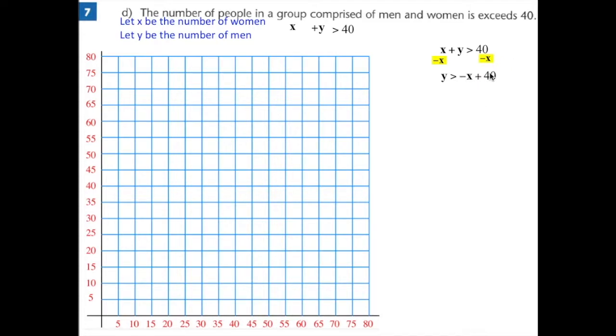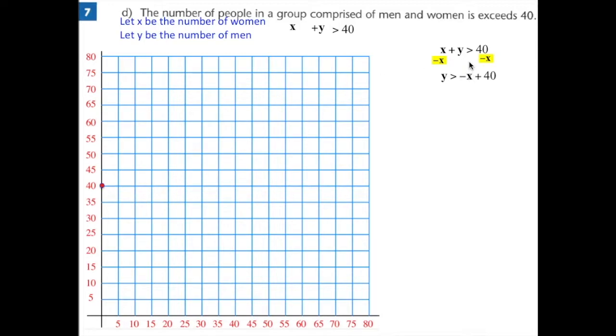So the initial value is going to be 40. I have to find a graph that has a 40 on the y-axis. So our initial value is 40. When x is 0, y is 40. That's what that means. So this is our initial point, so I plot that point. Then the slope is negative 1.